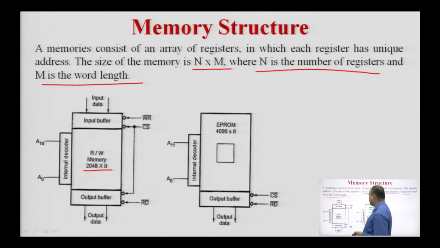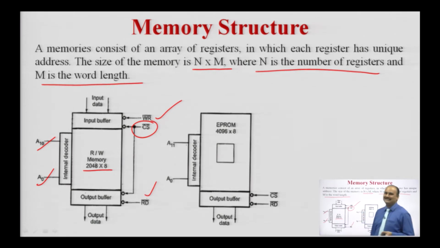So, to address this 2 kilobytes of memory, the address lines required are A0 to A10, that is 11 address lines, and this is the read write memory. The control signals, that is write control signal and read control signal, are used to write or read information from this read write memory. We need to enable this memory device with the help of the chip select signal. The input data buffer and output data buffer are used to interface the memory device with the microprocessor.